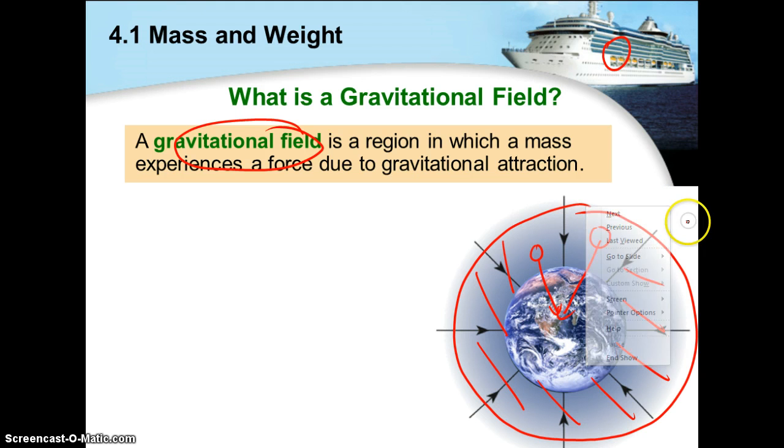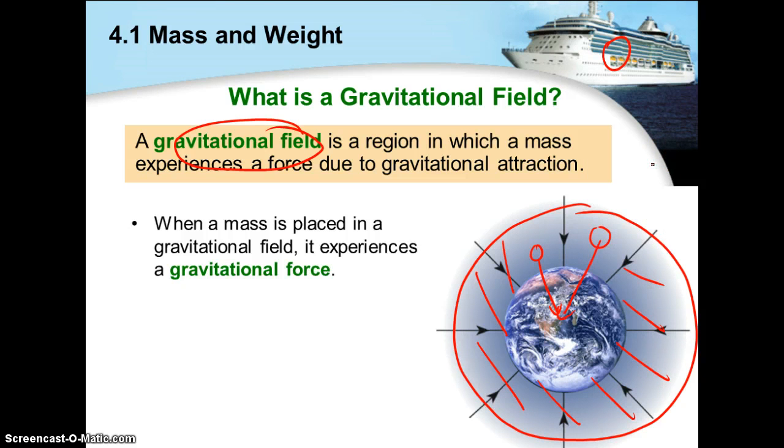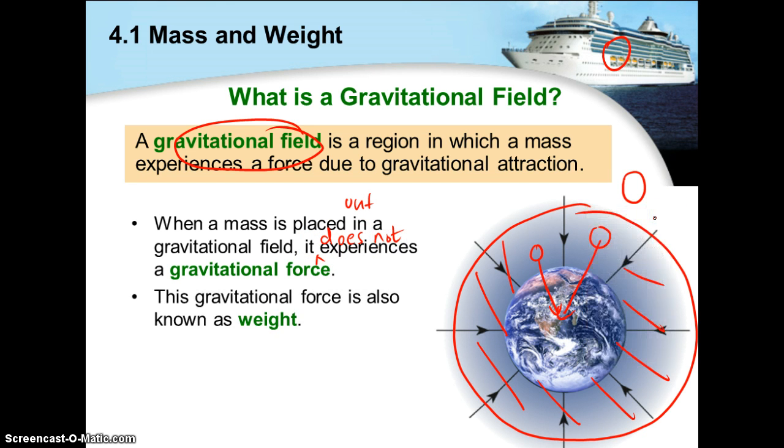So I repeat, a gravitational field is the region, which is a shaded area, in which a mass will experience a force due to gravity. When a mass is placed in the gravitational field, it experiences a gravitational force. When it is placed outside, it does not. I hope it's clear enough. Let's move on. This gravitational force is also known as the weight. So this is a simple term for gravitational force.